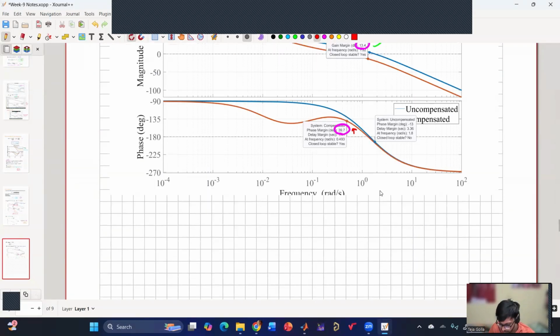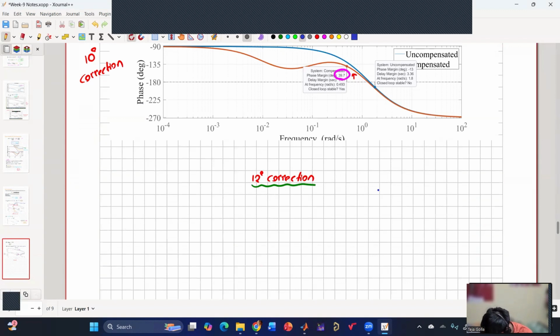Now, this has been obtained for the 10 degrees correction. Now what I will do is I'll consider 12 degrees correction, which means I am targeting a phase margin of, instead of 40 plus 10, now I'll have 40 plus 12 degrees, which equals 52 degrees. So now I'll consider that where I'll be having, instead of 130, 128 degrees.